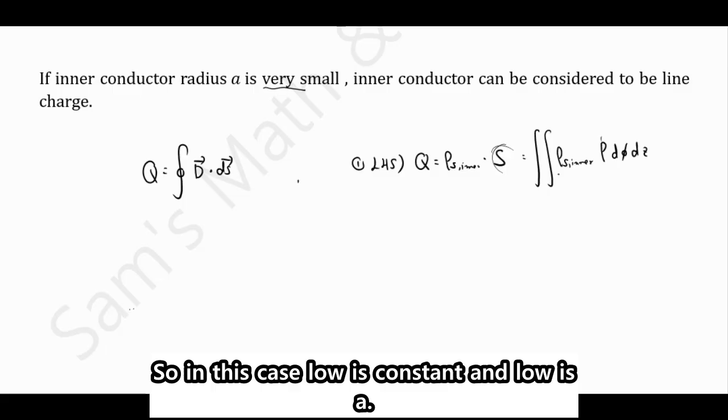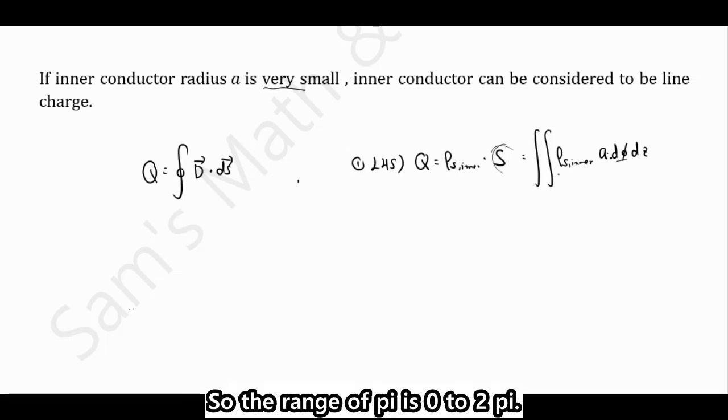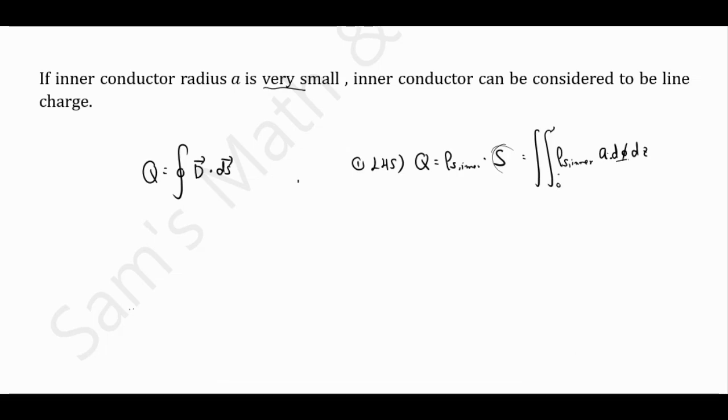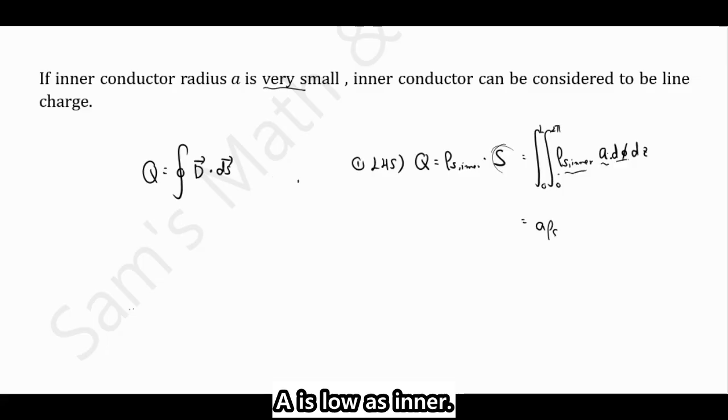In this case, rho is constant. Rho is a because the radius of the inner conductor is a. The range of phi is 0 to 2 pi, and the range of z is 0 to L. So rho_S inner is constant, and a is also constant. This is a rho_S inner multiplied by 2 pi L.